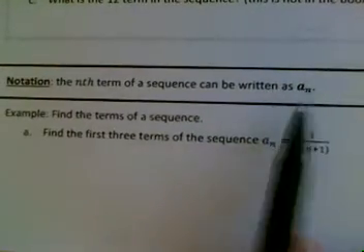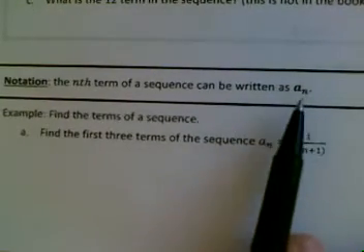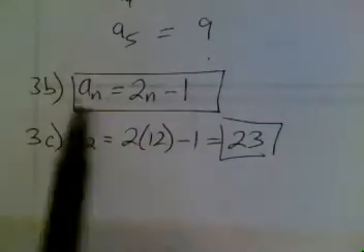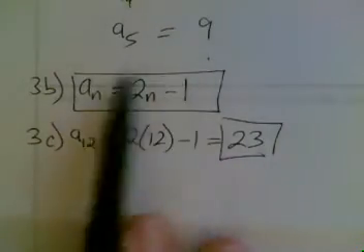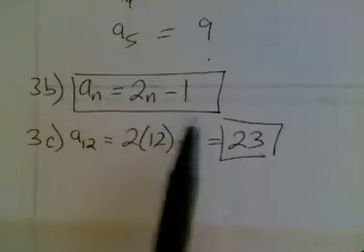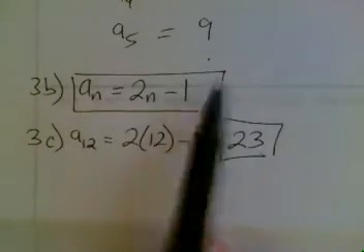Now, you'll notice next up in my notes, the nth term of a sequence can be written as a sub n, and that's the notation we are going to use. When I ask you what is the nth term, you write a sub n is equal to, and the equation for the generic term, okay?